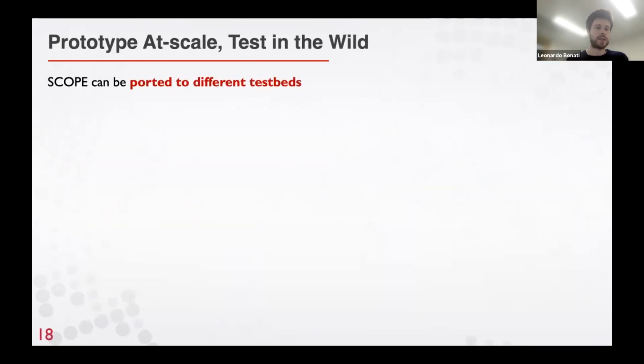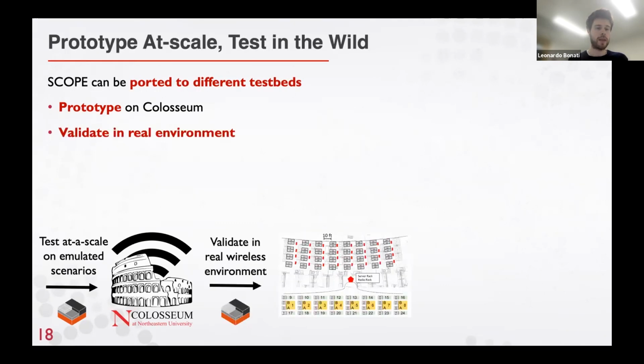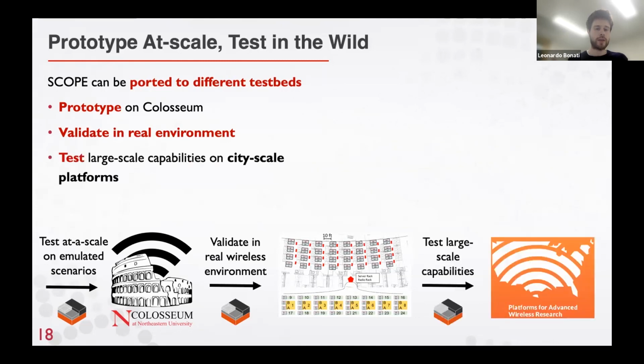So the idea with Scope is that it can be used on Colosseum and ported to different platforms. First, you prototype your solution on Colosseum, and you test it in a controlled environment on this network emulator. Then when you're happy with your solution, you can validate the same solution in a real environment by just moving your LXC container from Colosseum to an actual external testbed. After that, you can also test the capabilities of your solutions on large-scale testbeds like the city-scale platform or platforms of the Powder program.